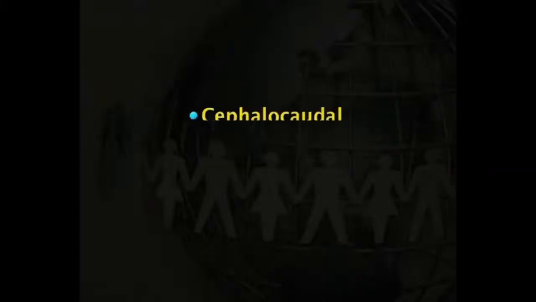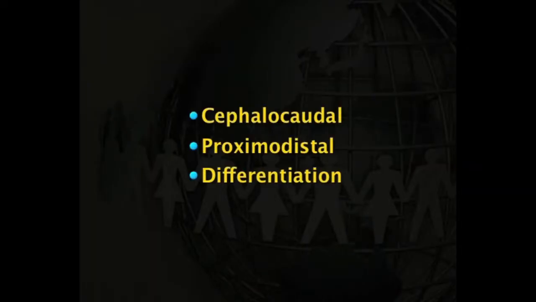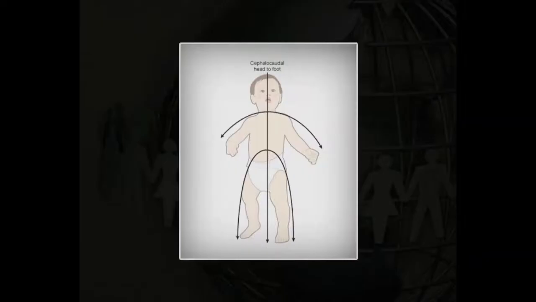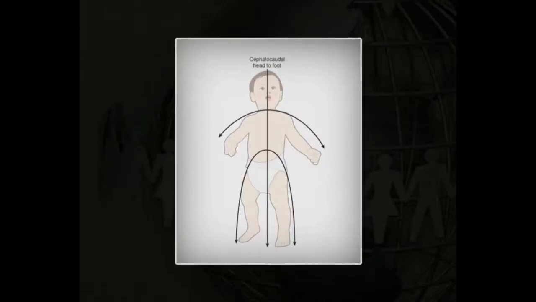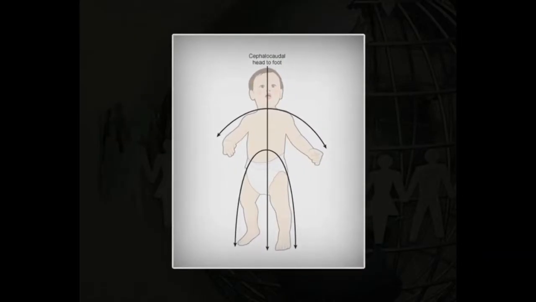There are three directions of growth. They are cephalocaudal, proximodistal and differentiation. Now, let us try to understand each principle of growth and development. Cephalocaudal: the physical growth occurs downwards from the top to the bottom of the body. For instance, during the prenatal period, the brain and the nervous system develop first, followed by the developmental changes in the lower part of the body.